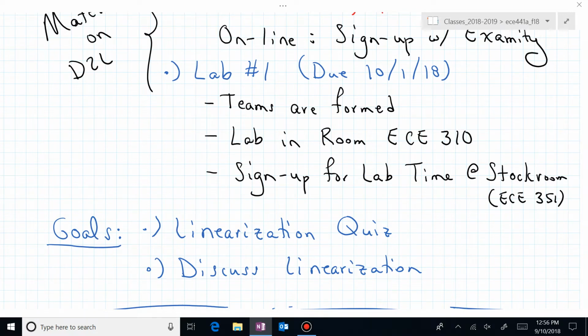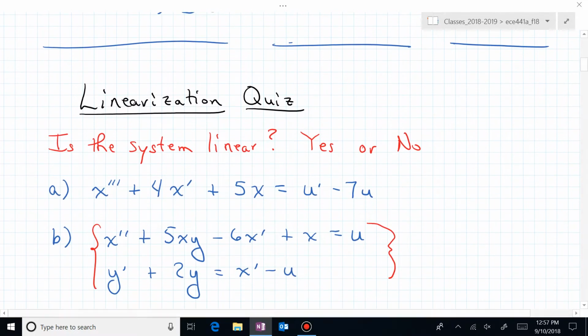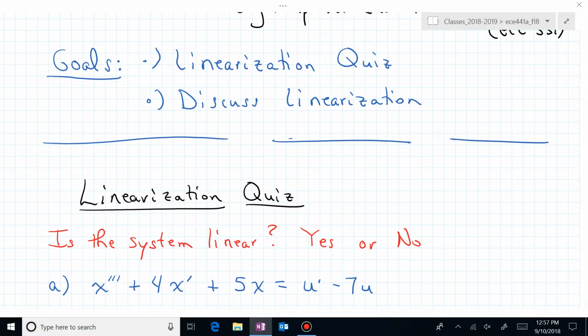I want to walk through a linearization quiz and also then start discussing this concept of linearization. The linearization quiz is as follows. I simply am asking you to give me a yes or no response to the following question: is the system linear? If you're watching this, I would suggest that you pause the video and then hit play, and then I will start answering these questions and moving forward.